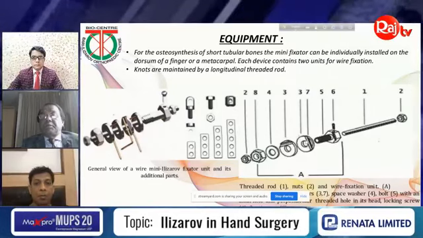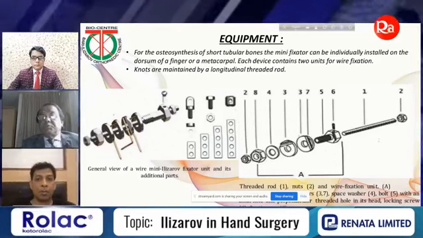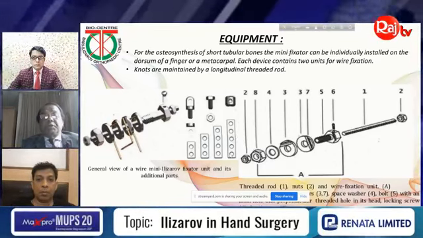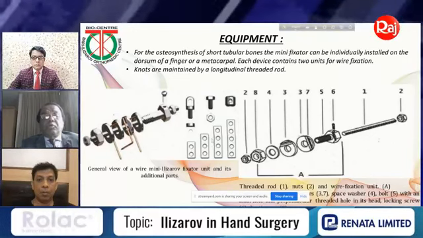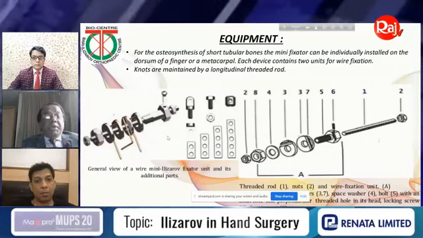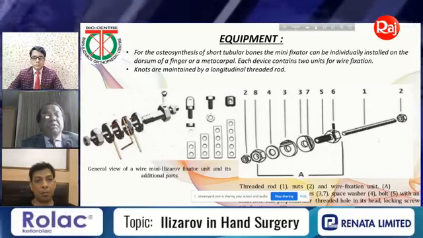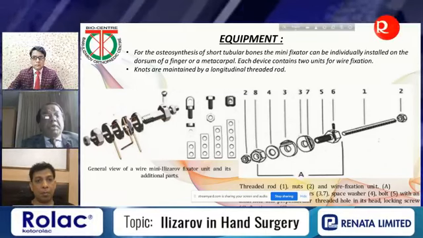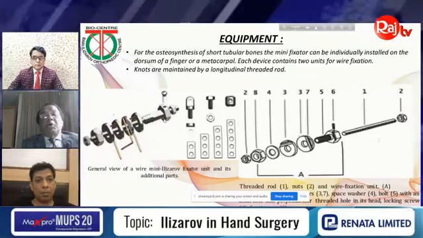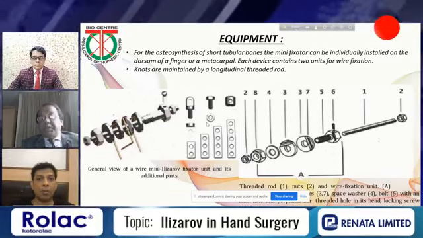This one is slotted, this one also slotted, this is also slotted. These are the mini plates, here, 5 holes, 4 holes, 3 holes, and 2 holes. And this is the general view of a mini Ilizarov fixator, how to fix this one. Very simple. This is the wire when you're putting and how to bend the wire. I'll show you, and these are the small mini fixators with nuts and bolts and other apparatus.